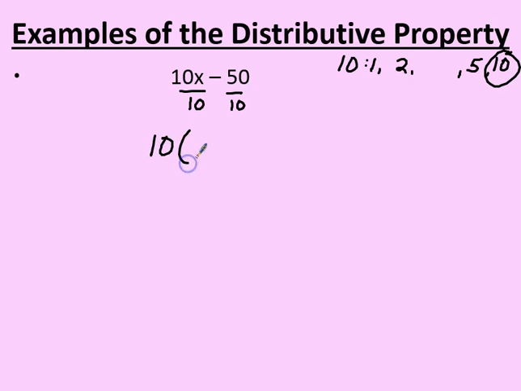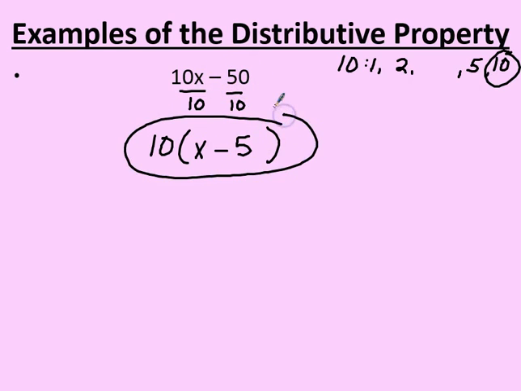So 10 times an expression that will be equivalent to 10x minus 50. 10 divided by 10 is 1. 1 times x is just an x. Minus, or negative, 50 divided by 10 makes negative 5. So I have 10 times x minus 5.